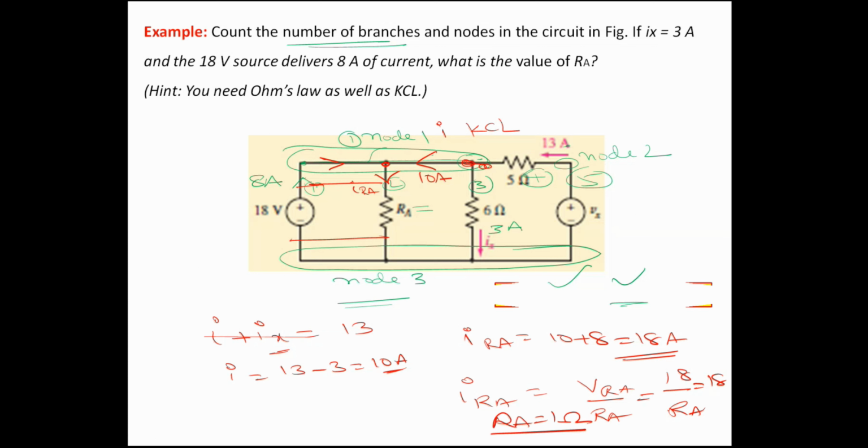So likewise, students can find it out. You got RA as 1 ohm here. Now, this is about the KVL and KCL equations. In the next video, we'll see some more examples.